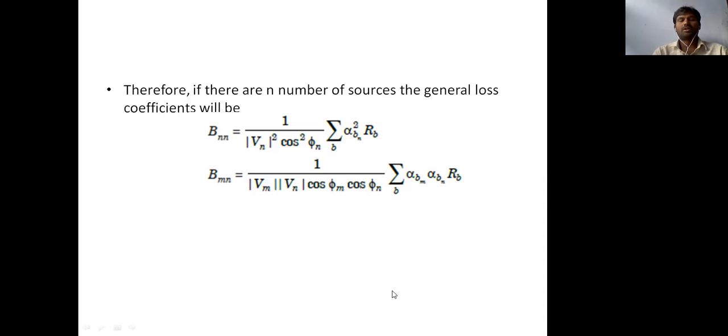So what are the requirements to derive this method? The following two assumptions. The first assumption is that the X by R ratio is the same throughout the network, and all the load currents must have the same phase angles. Those assumptions are useful to derive the B_mn coefficients.